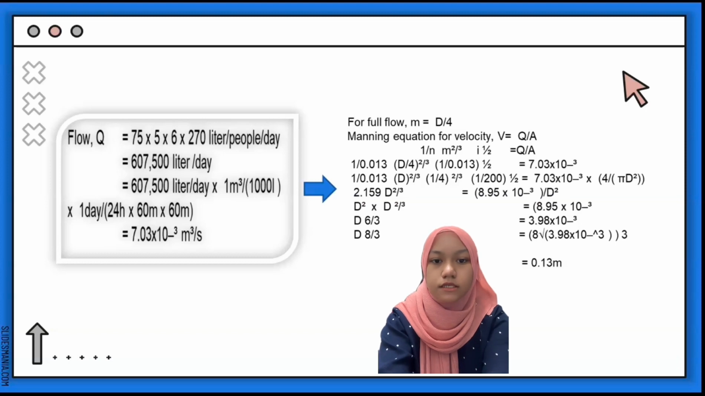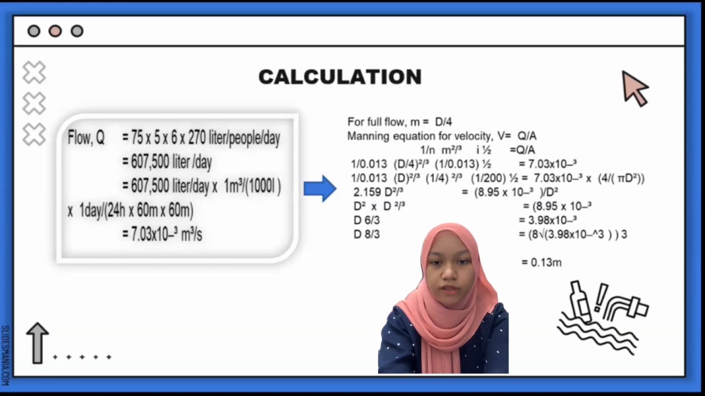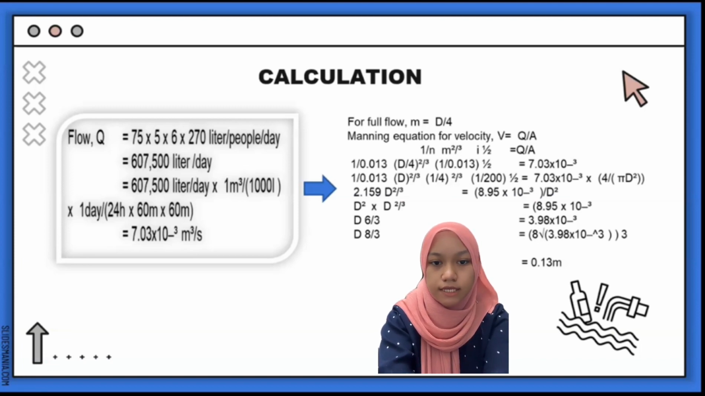Flow rate is 6. Roughness coefficient is 0.013. The sewer pipe slope is 1:200. Flow Q equals 75 times 5 times 6 times 270 liters per person per day, and we got the answer 7,500 liters per day. So we use the Manning equation for velocity, and the final answer is 0.13 meter.